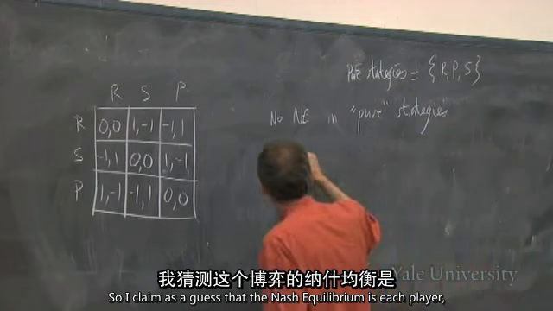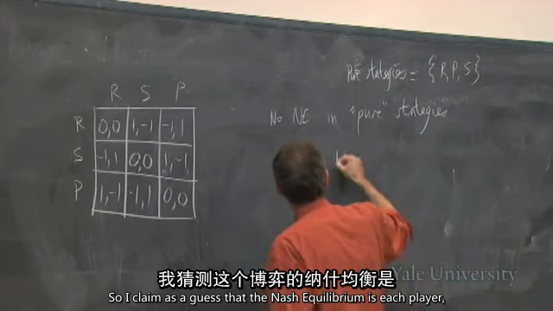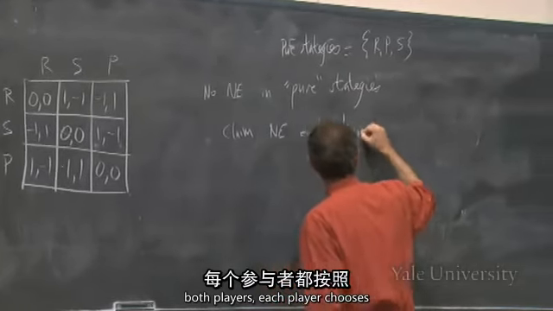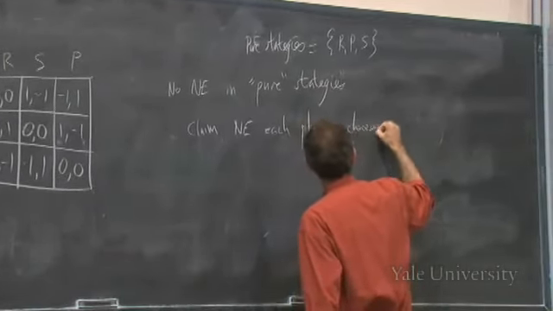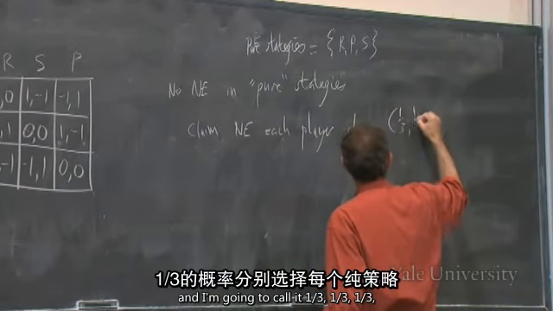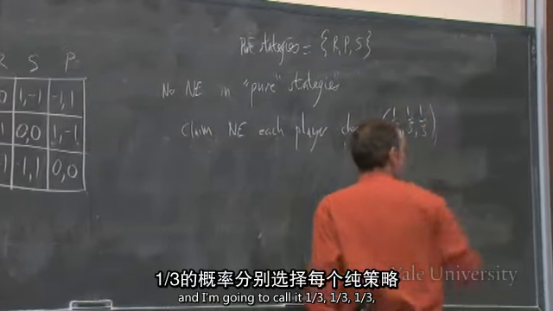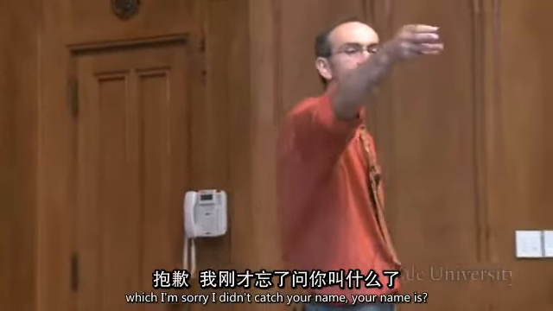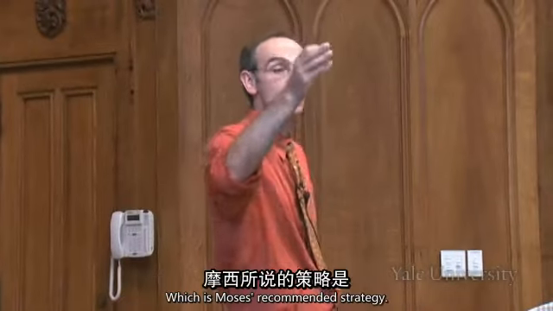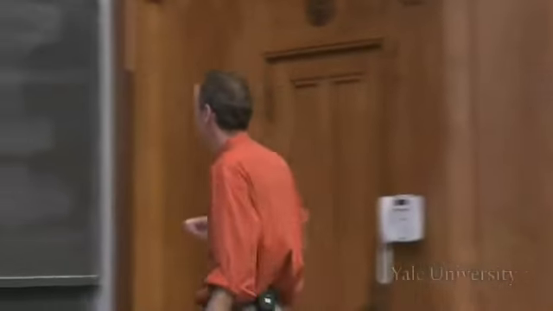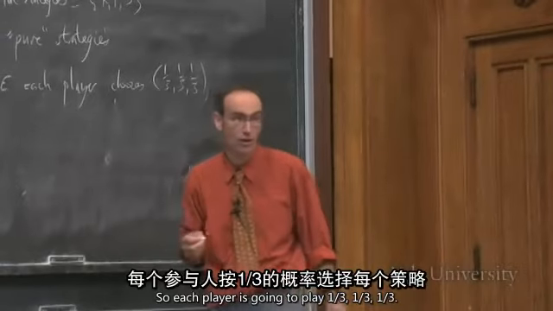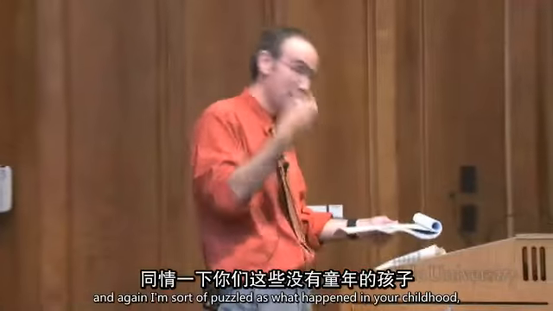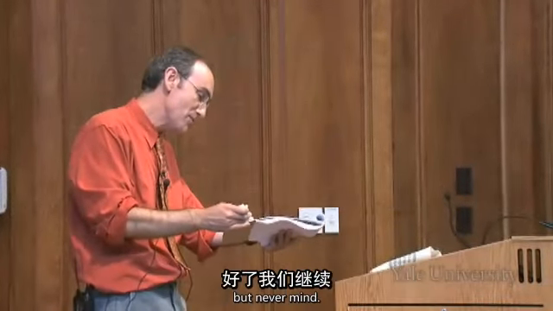So I claim as a guess that the Nash equilibrium is each player, both players, each player chooses, and I'm going to call it a third. Right, so each player is playing the mixed strategy, a third, which I'm sorry I didn't catch your name, which is Moses' recommended strategy. All right, so each player is going to play a third. So I'm actually amazed that people didn't realize that. And again, I'm sort of puzzled as what happened in your childhood, but never mind.